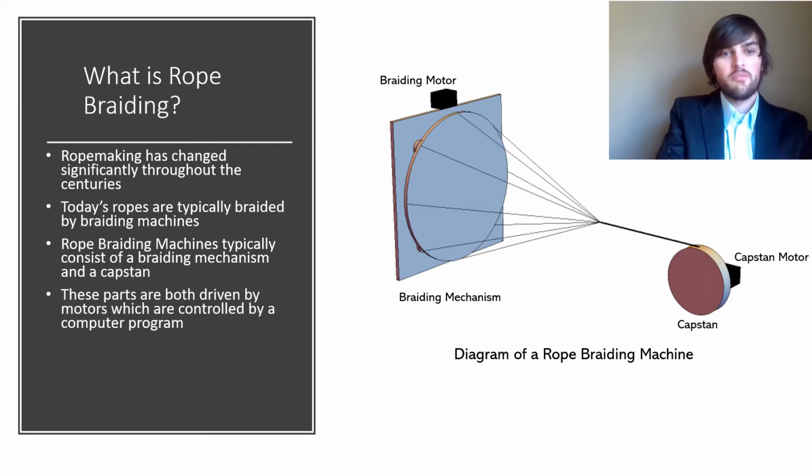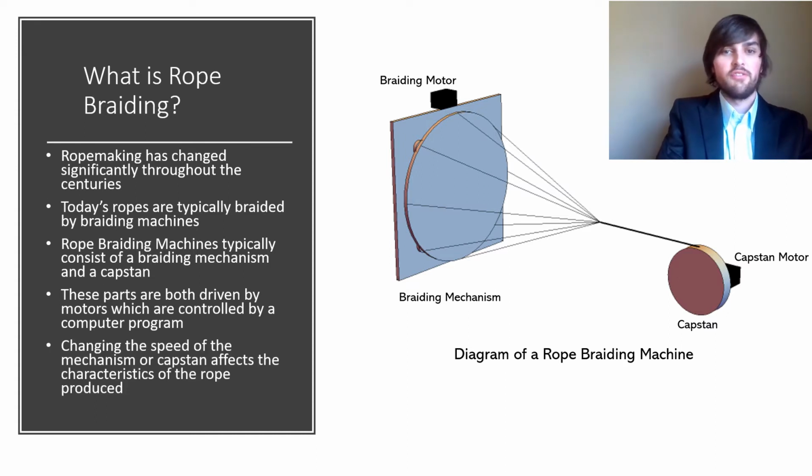Both of these parts are driven by motors, which are controlled by a computer program, and you can run the motors at different speeds in order to change the characteristics of the rope which is produced.